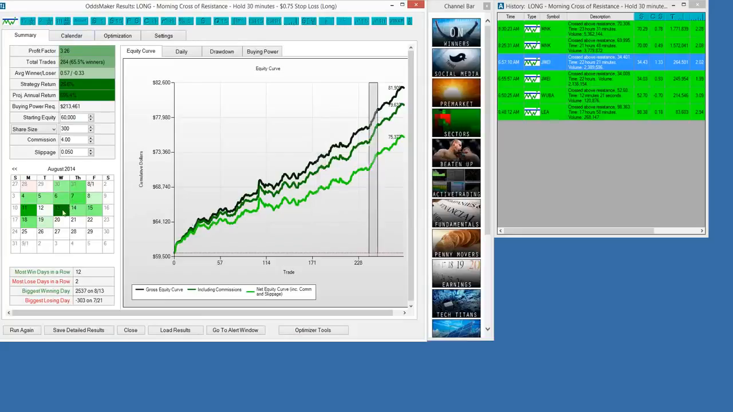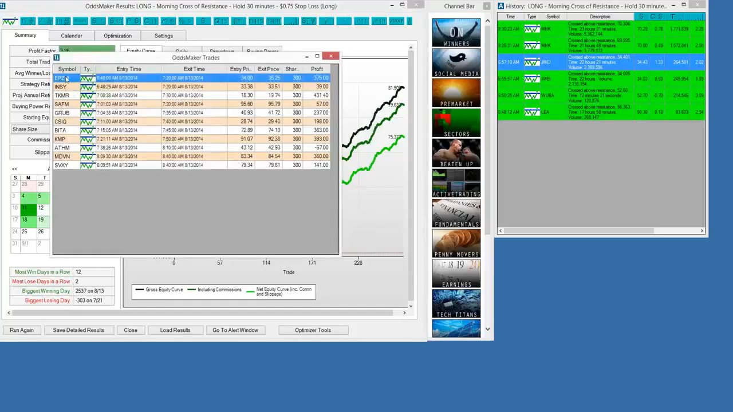All of the data for the strategy is also available to you. You can see you did really well on the 13th. You can double click on it and drill down into the trades and see which stocks you got in and why you got in them. You don't win on every trade either.